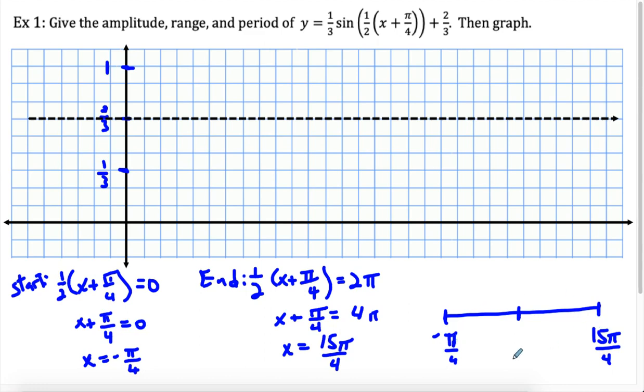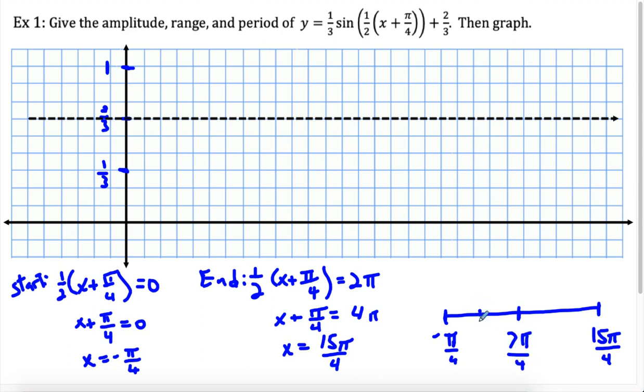So we just have two things. I'm adding these two things together and dividing by 2. So negative pi over 4 plus 15 pi over 4 would be 14 pi over 4, divided by 2 would be 14 pi over 8, which would reduce to 7 pi over 4.